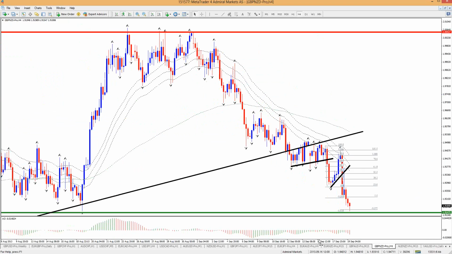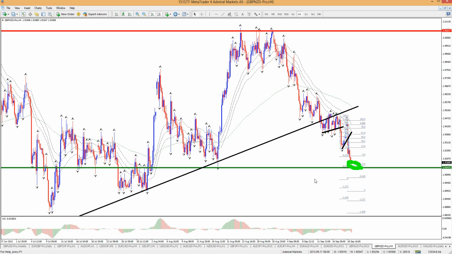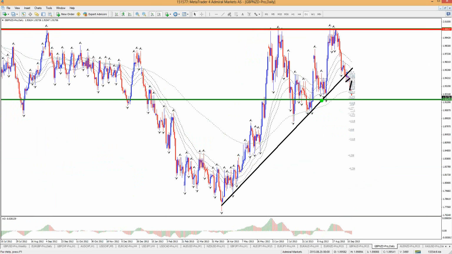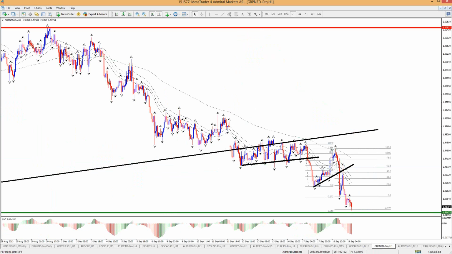Now currently there's nothing to trade on the pound New Zealand, unless you want to take a speculative bounce off this level, which I don't think is really worth it. Wouldn't make sense to me. It's not that big a level. It's just a daily support. Otherwise, all these currencies have traveled, in fact.